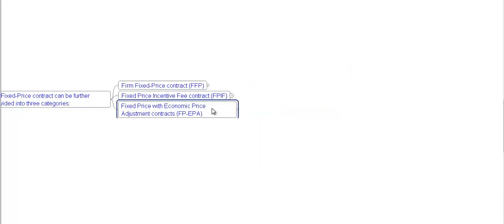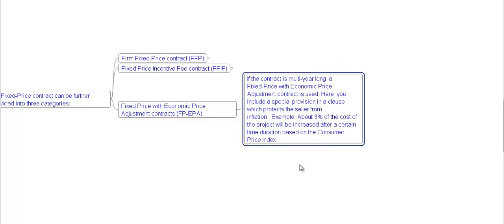Fixed price with economic price adjustment contract. If the contract is multi-year long, a fixed price with economic price adjustment contract is used. Here you include a special provision in a clause which protects the seller from inflation. Example, about 3% of the cost of the project will be increased after a certain time duration based on the consumer price index.